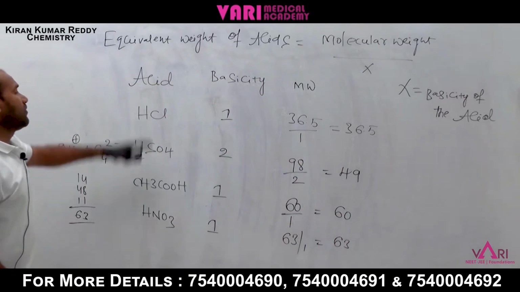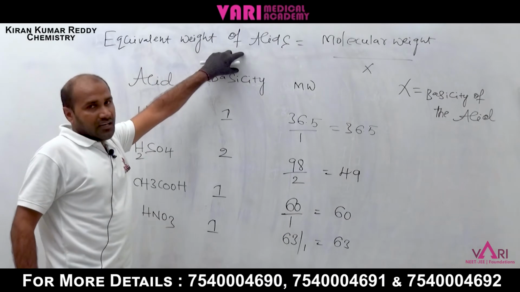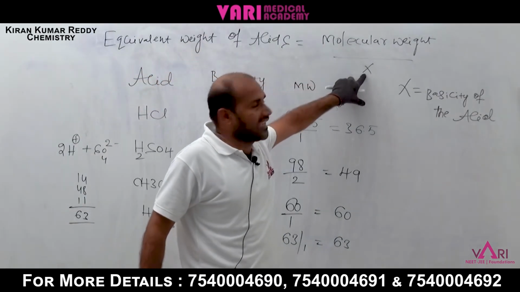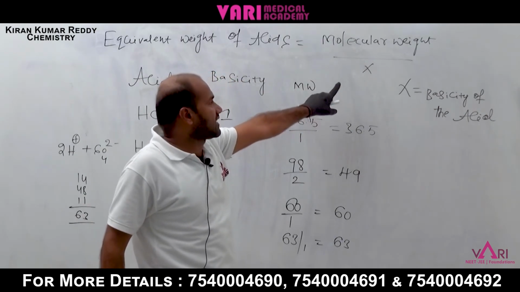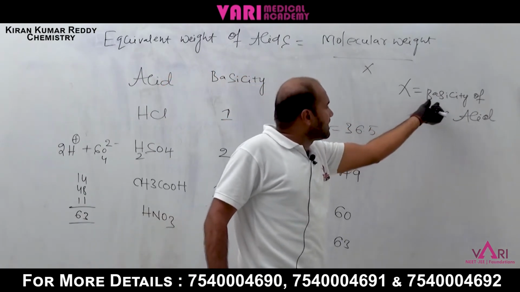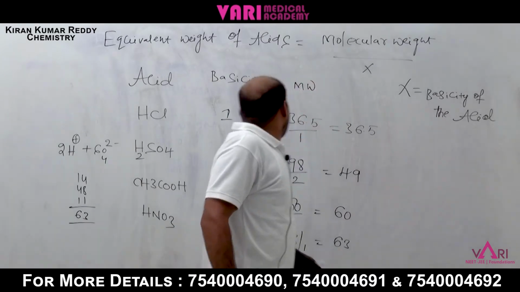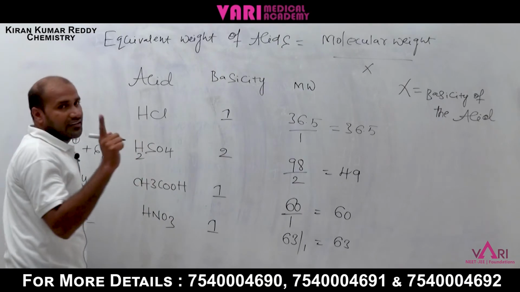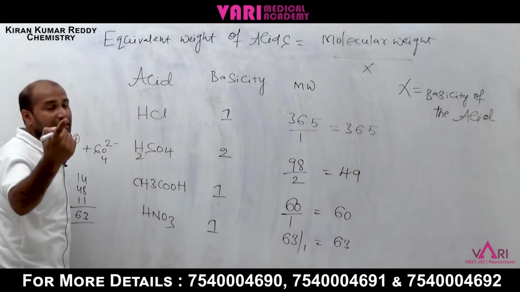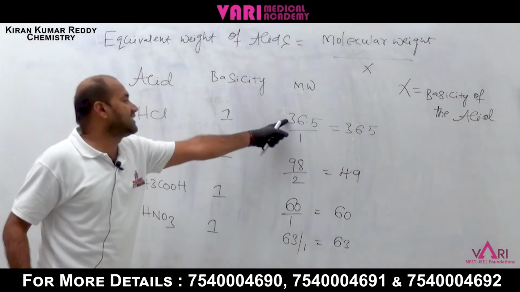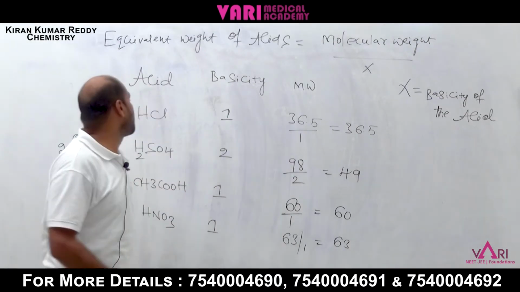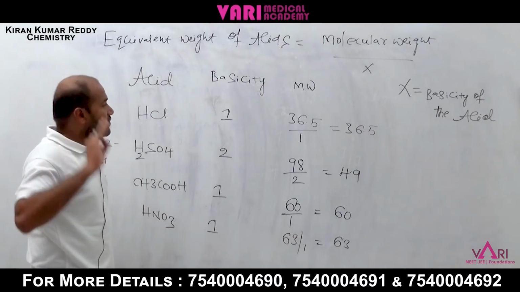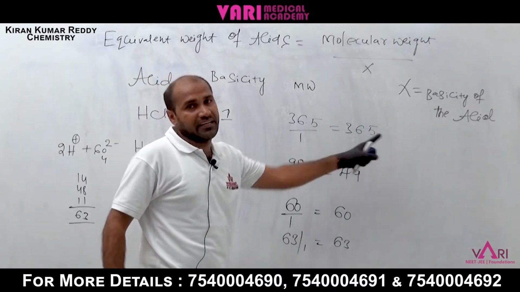Here equivalent weight of acids, or gram equivalent weight of acids, is equal to molecular weight by X. X is the valency factor. Here X means the basicity of the acid. Here I am taking HCl. HCl has how many replaceable? 1. In this structure, 1 replaceable hydrogen is present. That is 36.5. Why 36.5? Hydrogen is 1 and chlorine is 35.5. That is equal to 36.5.